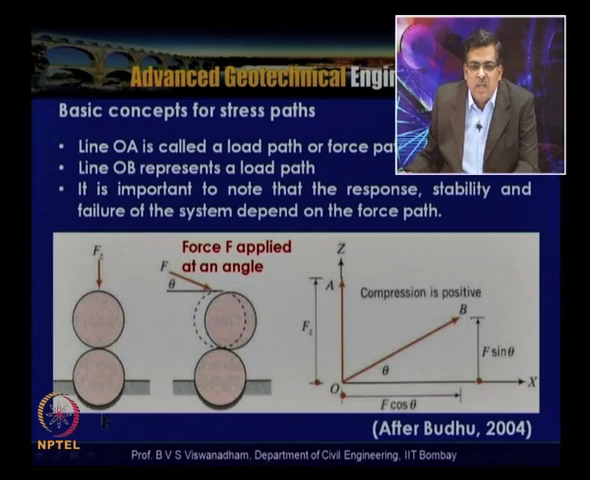Assume that a vertical force is acting in the vertical direction. In this case the bottom grain has the same position, but the upper grain is pushed with a force applied at an angle theta. Let us say that we keep on increasing this from 0 to a certain F. Then the load path or force path traverses from 0 to A in the vertical direction. In the other case the force is applied at an angle theta, so it traverses in this direction. This is the path experienced by this marble, where it can undergo tilting or riding, depending upon the frictional interaction between the two grains.